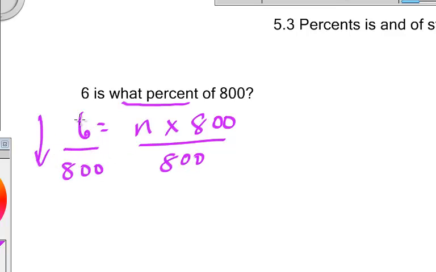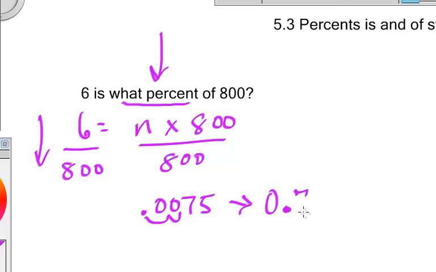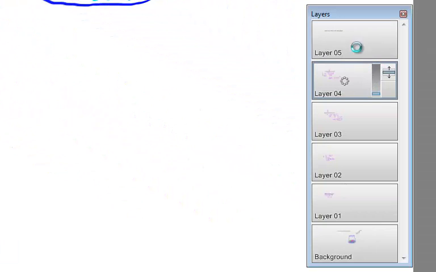6, top to bottom now, 6 divided by 800 on a calculator will give you a decimal of 0.0075. And then to change it to a percent, because it's asking you what percent, you would move it 2 places, and that would become 0.75%. All these examples, very similar to each other.